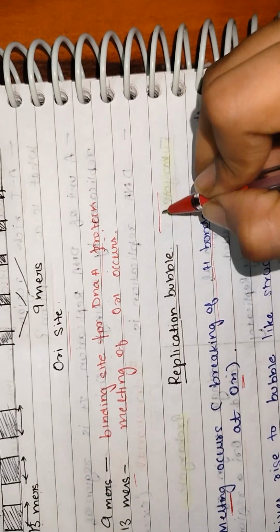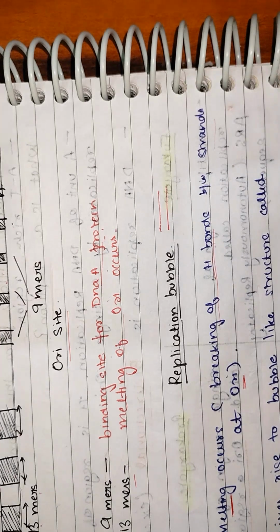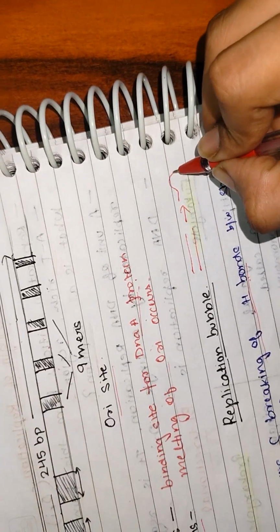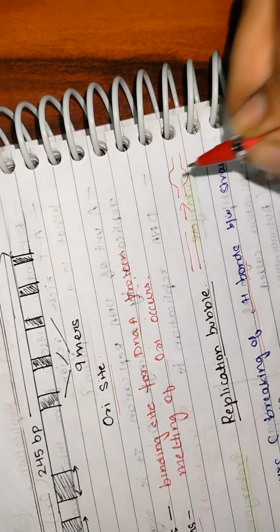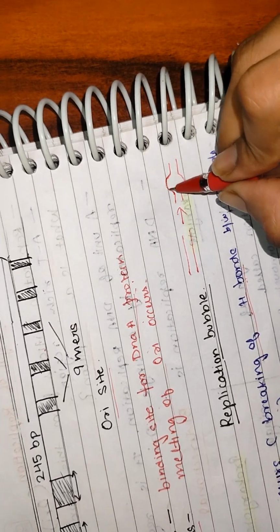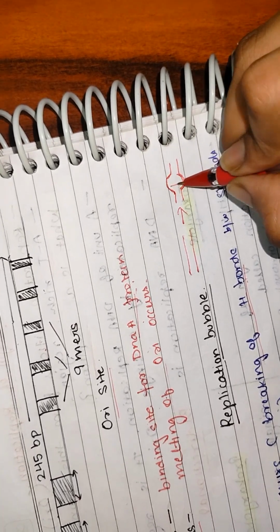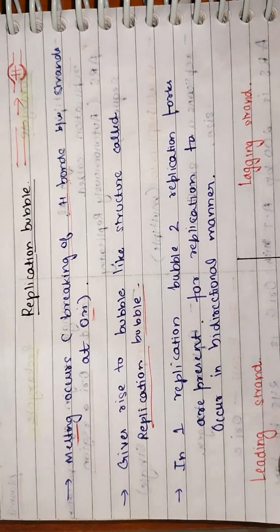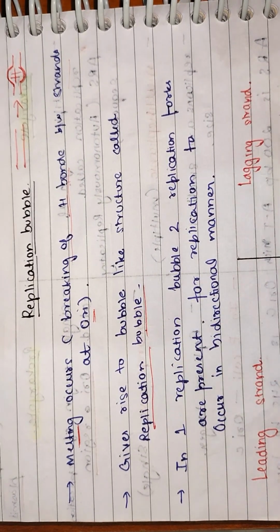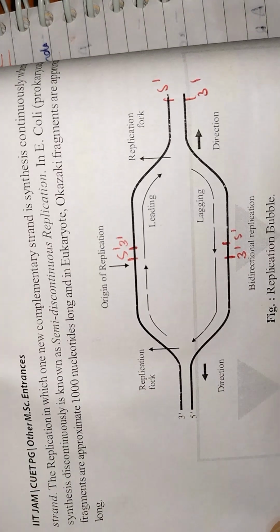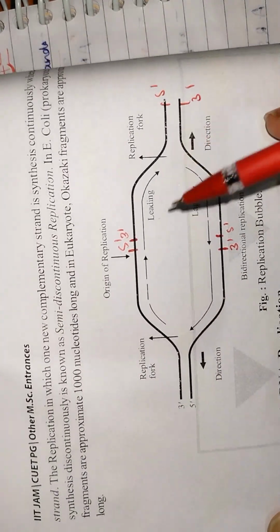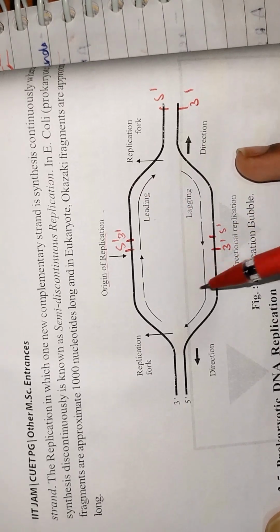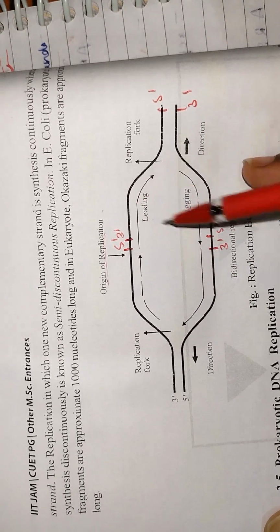For example, this is a DNA. It will melt at the origin of replication, and this is the replication bubble. Here breaking of the hydrogen bonds will occur at this site. So this is called a replication bubble. It is the origin of replication, and here the melting will occur, the breaking of the hydrogen bonds will occur, and the strands will separate out.